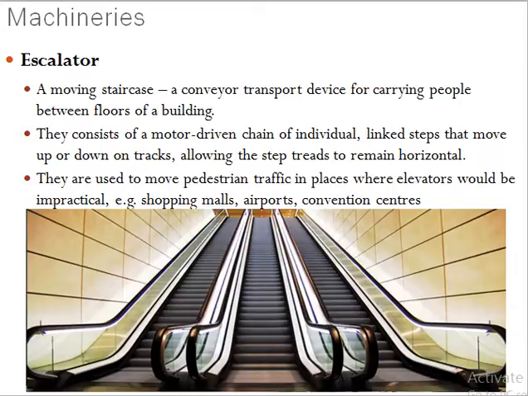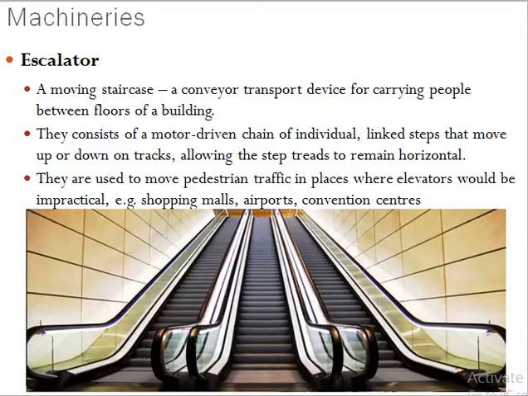So far, we have seen the working of different types of lifts and the classification of lifts based on their mechanism and use. Now, let's see one more very common type of machine which is used in buildings. This machine is known as an escalator. So an escalator is simply a moving staircase. It's like a conveyor belt which can transport people between different floors of a building.